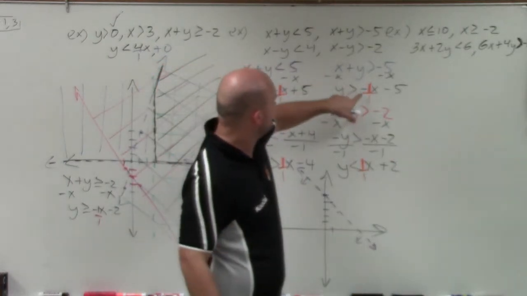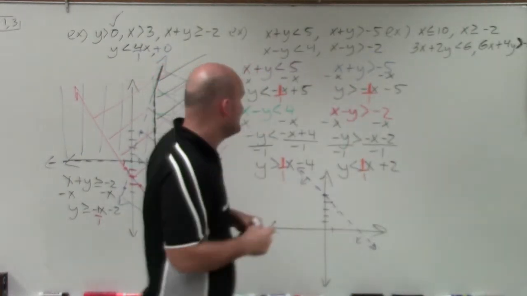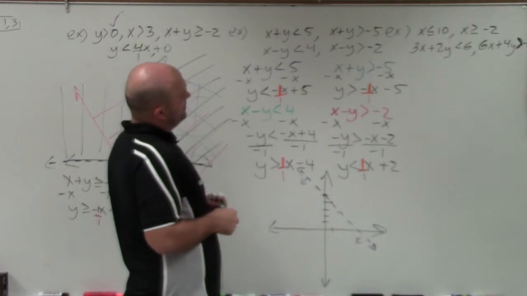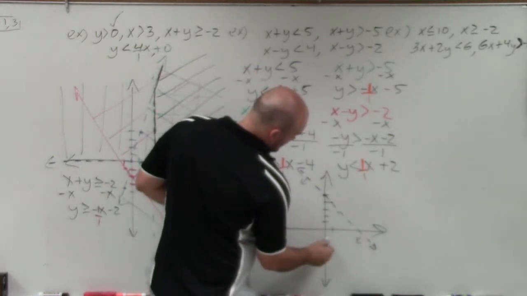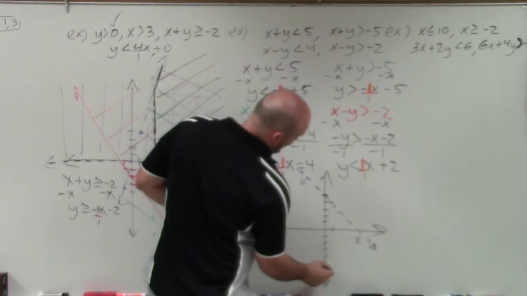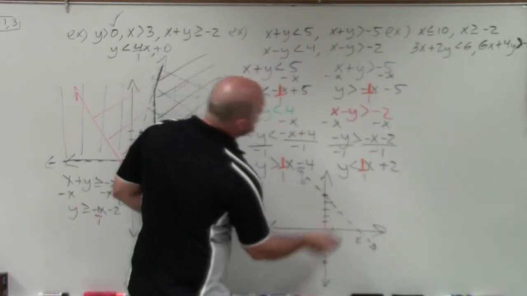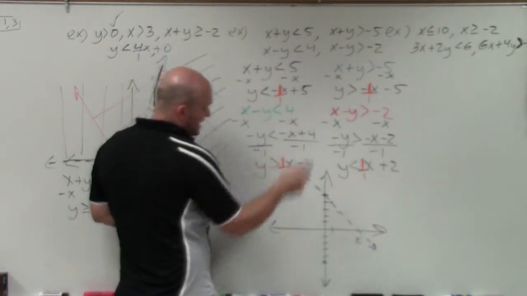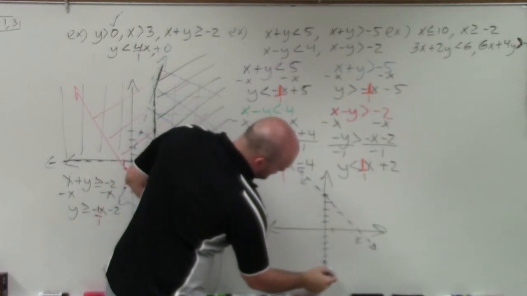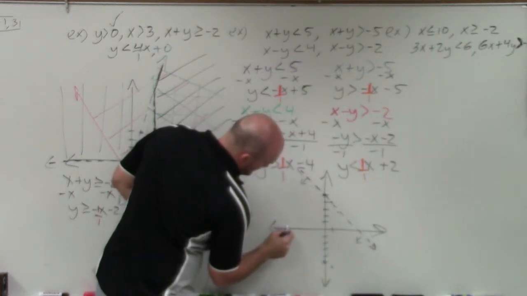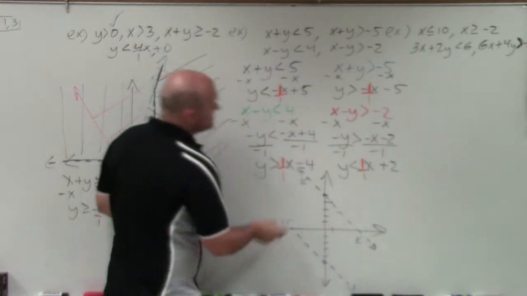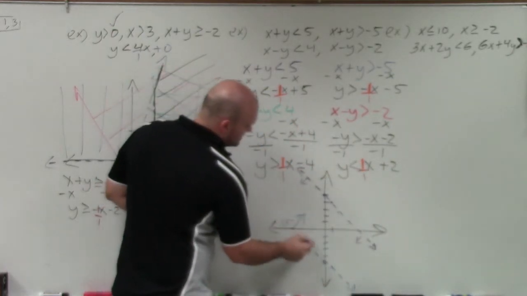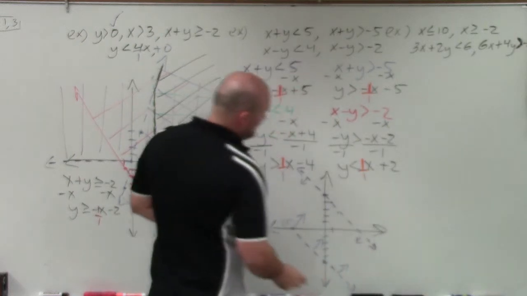The blue line has y is greater than negative x minus 5. So now I'm going to go down to negative 5. 1, 2, 3, 4, 5. And again, that has the same slope. This one is another dashed line, so it's going to be over 1, down 1. That's y is greater than, though, so that's going to be going above it.